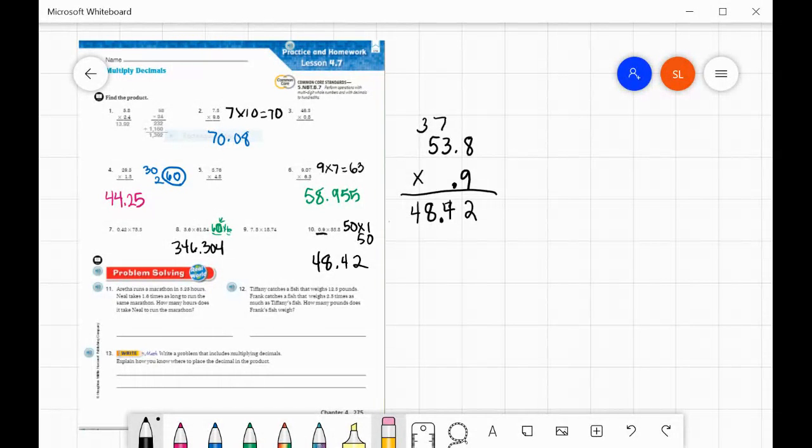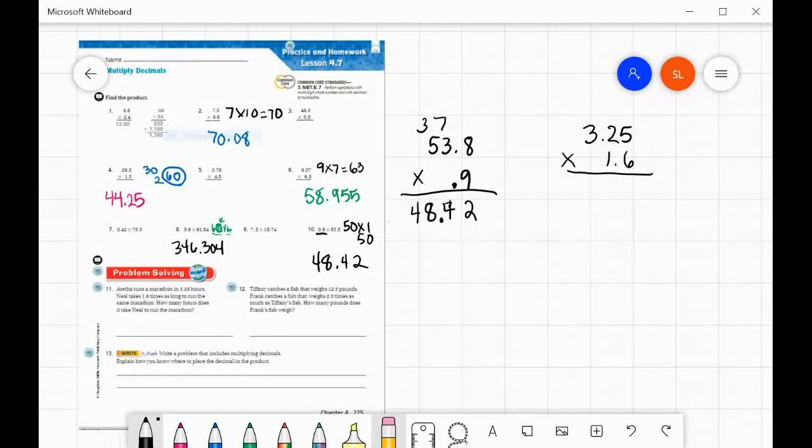Okay, let's look at 11 and 12. Aretha runs a marathon in 3.25 hours. Neil takes 1.6 times as long to run the marathon. How many hours does it take Neil to run the marathon? So 3.25 is how much time it takes Aretha to run. But Neil runs it in 1.6 times as much as her. So we're going to multiply to find out how many hours it takes Neil to run.